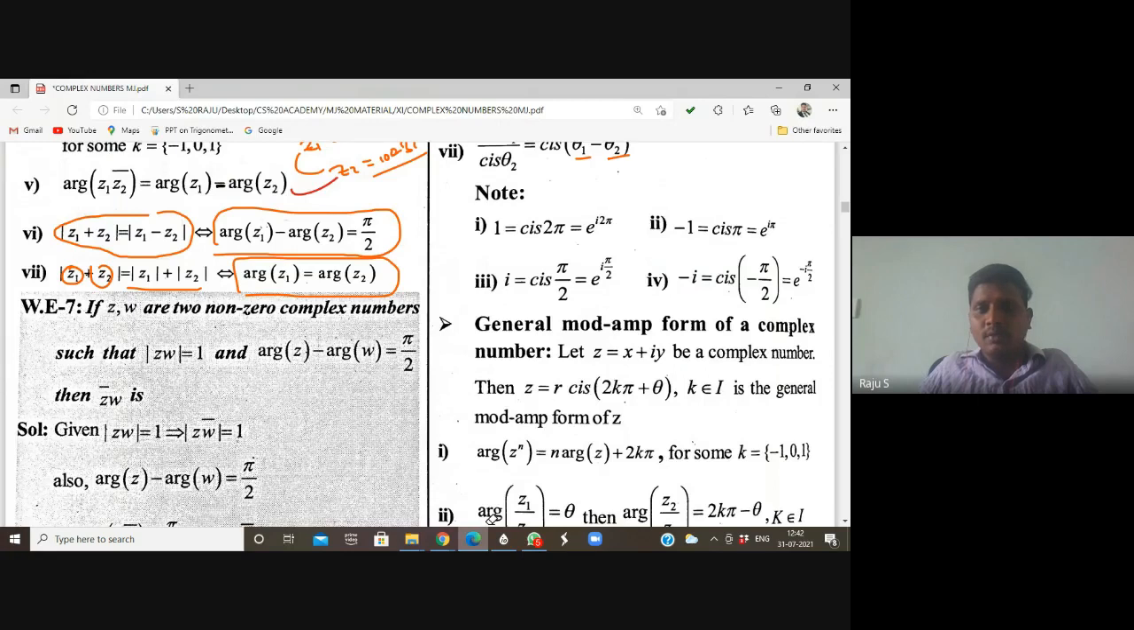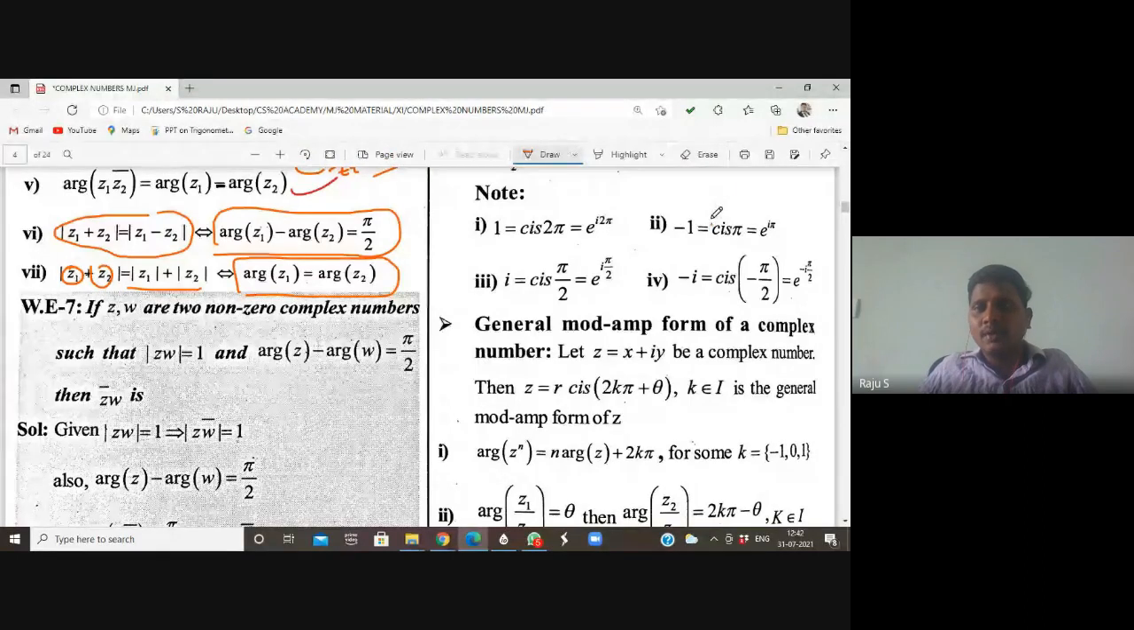So 1 is equal to cis 2π, and −1 is equal to cis π. Cis π means cos π, which is −1, plus i sin π, which is 0, so −1. Here cos 90 is 0 and sin 90 is 1, so i into 1 is i. Here sin(−90) is −1 and cos 90 is 0, so 0 plus i times −1 means −i. That is what they have written.